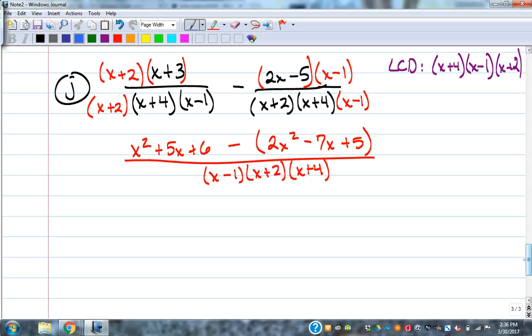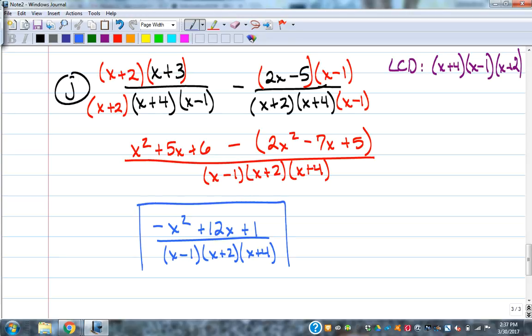Next thing we do is just get like terms together with subtraction. So that'd be negative x squared, positive 12x, and 1. I know there's nothing that multiplies to be negative 1 and adds to be positive 12. I know that doesn't happen. So that's an easy one to say, I'm done.